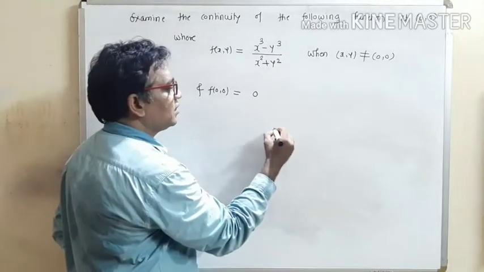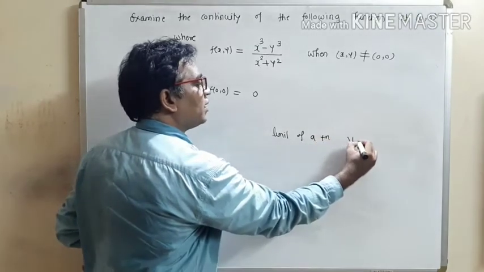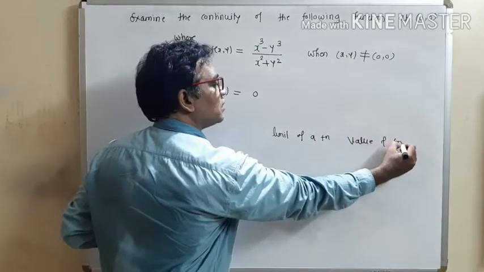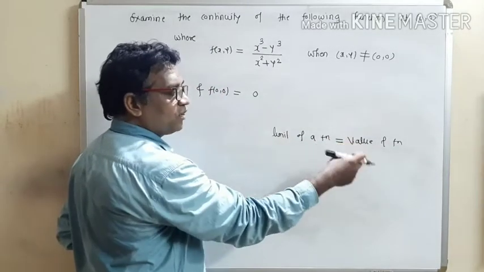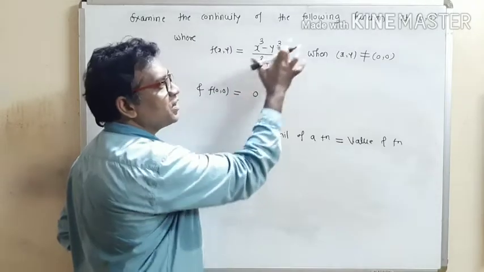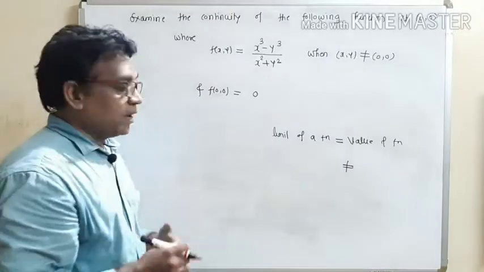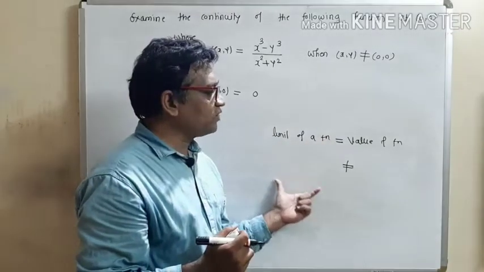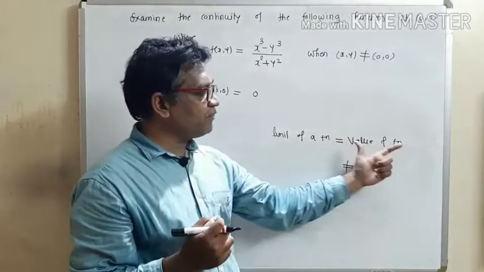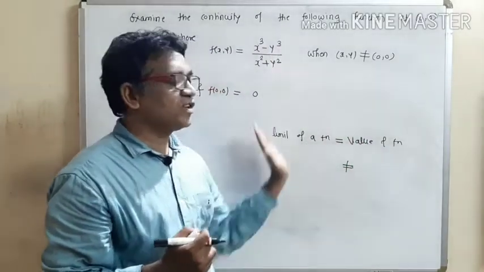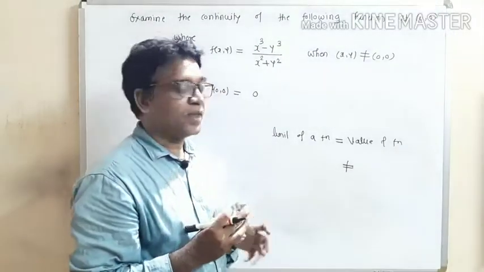Continuity means if the limit of the function and the value of the function are both equal, then the function is said to be continuous. Otherwise, it is said to be discontinuous. Discontinuous function means the limit of the function and the value of the function are different.